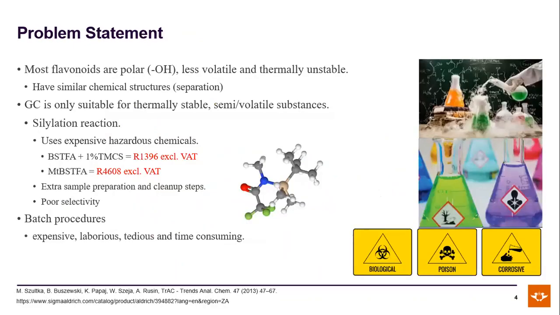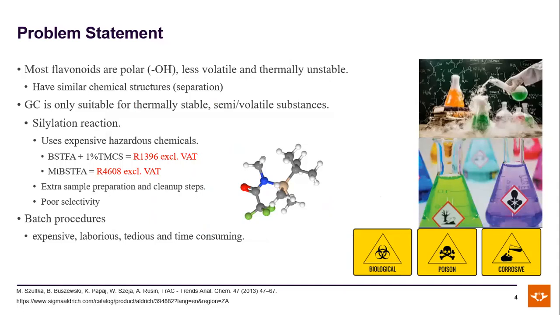This brings us to our problem statement. Most flavonoids are polar, less volatile, and thermally unstable. They also have similar chemical structures, which makes them very difficult to separate. This is ideal for high-pressure liquid chromatographic analysis. However, HPLC uses large amounts of organic solvents, thus it is unsustainable.